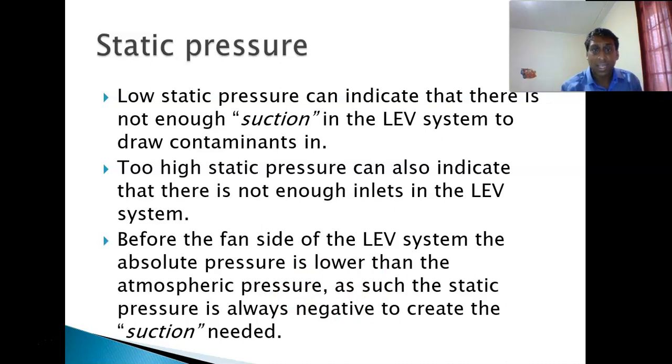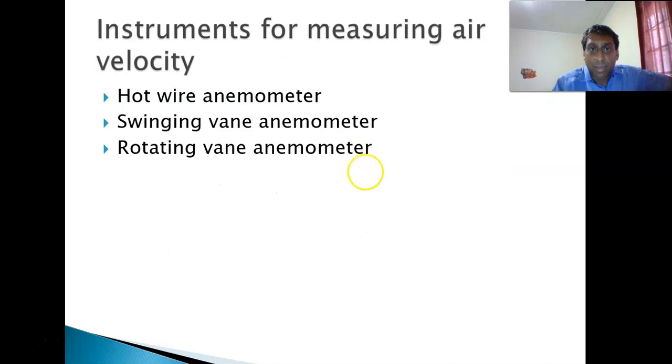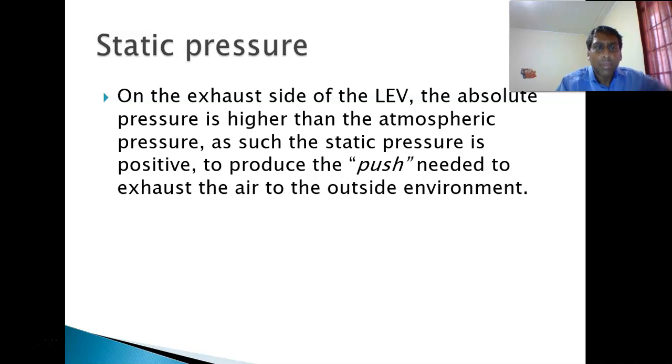So on the exhaust side of the LEV, the absolute pressure is higher than the atmospheric pressure. As such, the static pressure is positive to produce the push needed to exhaust the air to the outside environment. So again, if you measure on the duct after the fan, it would have been, let's say, about 4, right? So you get like 4 meters per second.